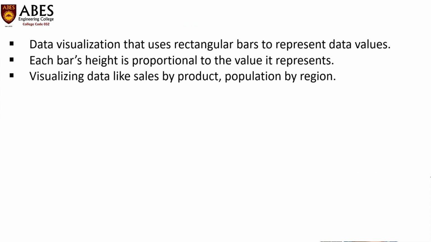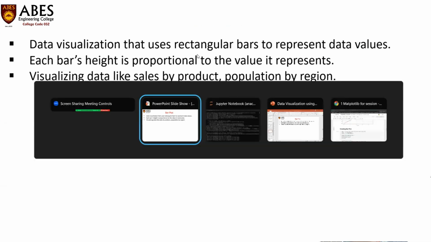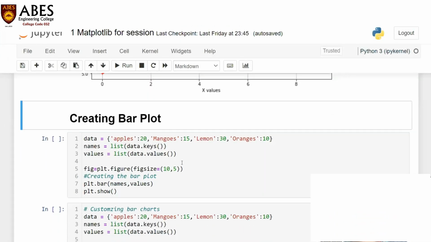If I come to bar plot, it is also a data visualization method that uses rectangular bars to represent the data values, and each bar height is proportional to the value it represents. Visualizing data like sales by product or population by region can be done using bar plots. Now, let's see how a bar plot looks and how we create one.